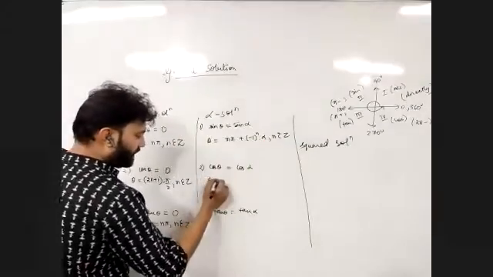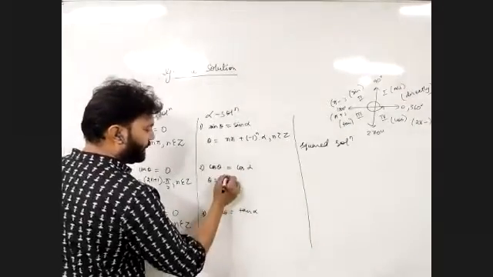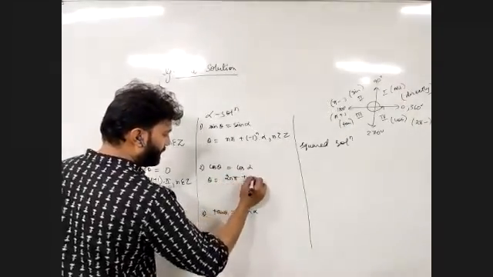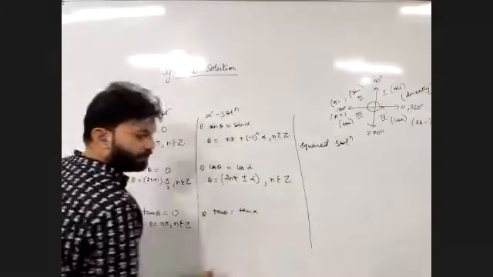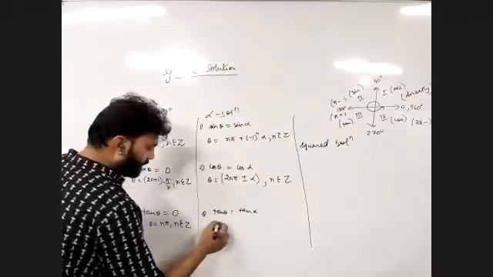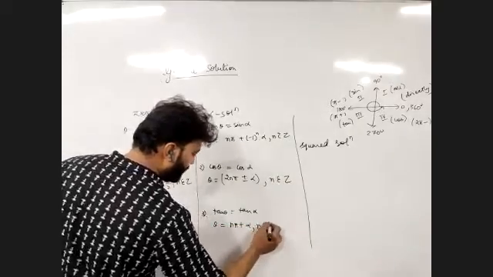Cos theta equal to cos alpha is theta equal to 2n pi plus minus alpha, where n belongs to z. Tan theta equal to tan alpha, theta equal to n pi plus alpha, where n belongs to z.